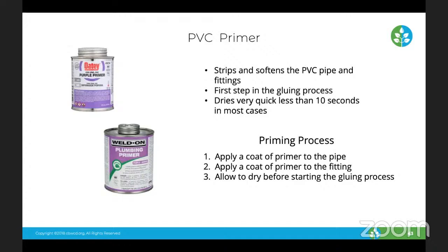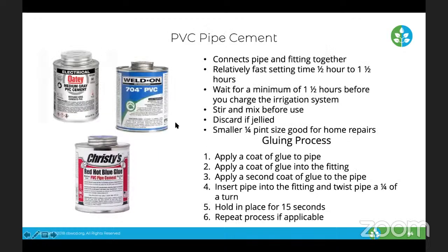So how do we prime? We apply a coat of primer to the pipe. Inside the caps here, they have a little dauber underneath the lid, like a cotton dauber. That's how you apply it to the pipe. And then we want to let it dry, which it does very quickly. But before we apply the glue, we want to allow that to dry. Again, that's going to soften and strip any coatings, any kind of impurities on the pipe before we start the process.